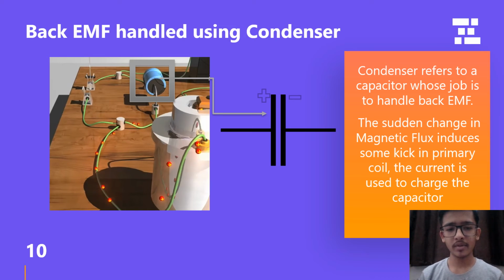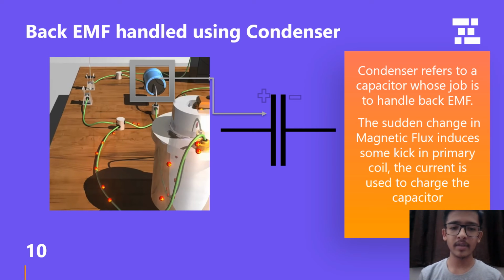Now, what is the role of the condenser? When the switch is opened and the flux starts collapsing, we have seen what happens in the secondary coil, that it produces a spark. Similar to this, an EMF is also produced in the primary coil, although it is much smaller than in the secondary coil. Yet this EMF is also sufficient to create some hazardous consequences.